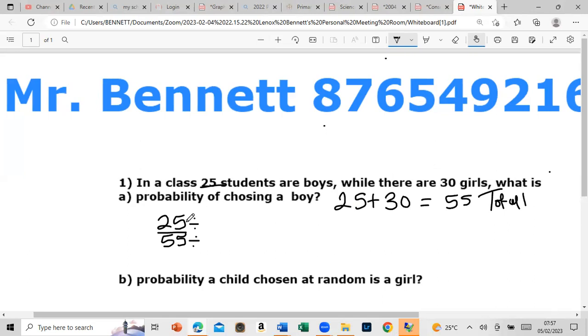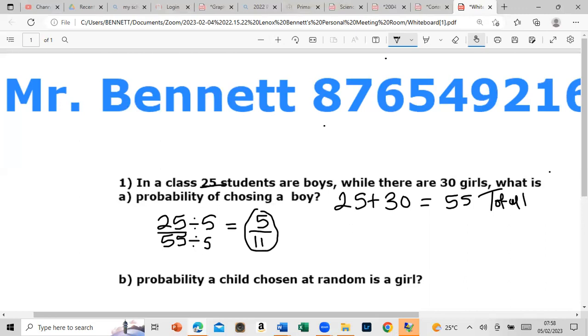All right, so that would be 5. So we divide both of them by 5. So 25 divided by 5, that's 5, and 55 divided by 5 gives us 11. So the probability of choosing a boy at random would be 5 out of 11.